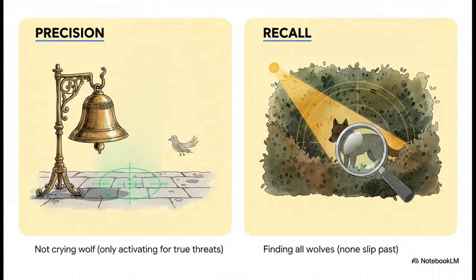Because high accuracy can be such a dangerous trap, we need advanced metrics to truly understand the model's behavior. First up, precision. Precision asks a very specific question. Out of all the times the AI claimed the result was positive, how many times was it actually right? It's all about the quality of those positive predictions. Now, recall is a bit different. Recall asks, out of all the actual positive cases that existed out there in reality, how many did the model correctly find? To put it simply, precision is about not crying wolf, while recall is about making sure you don't let a single wolf slip past you.